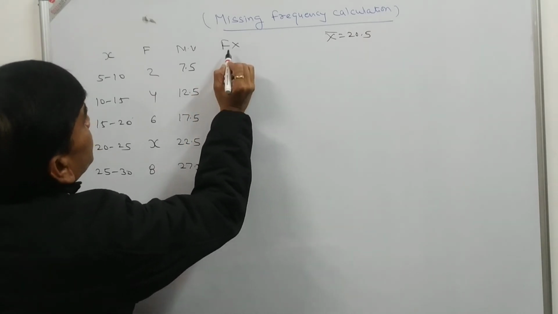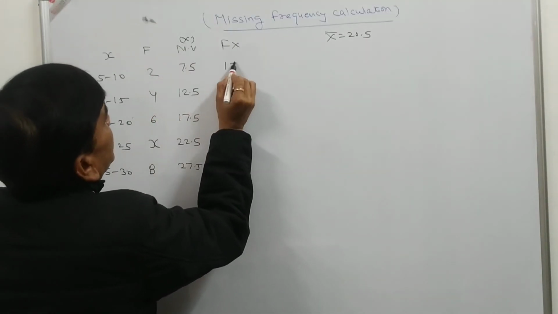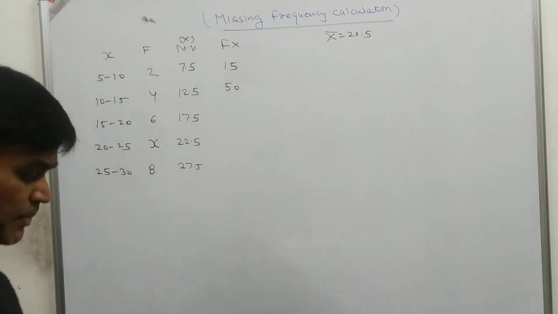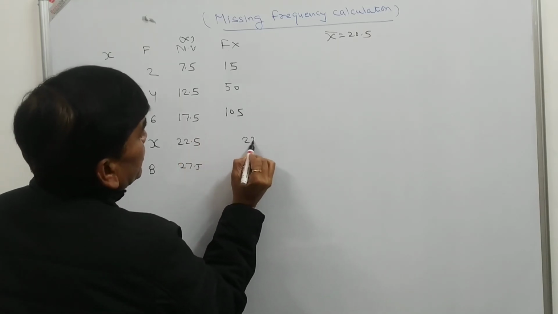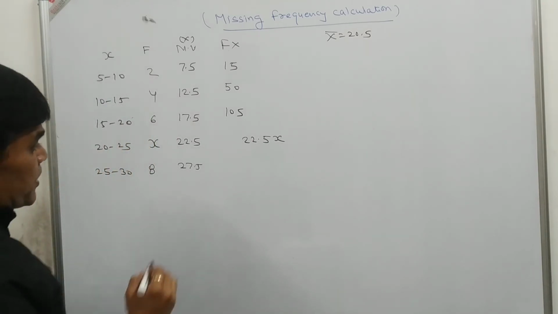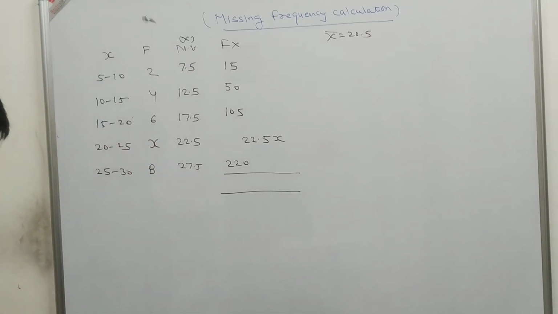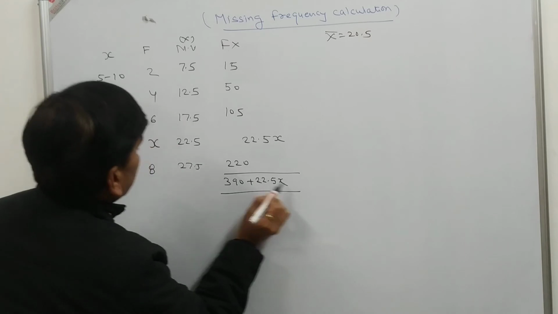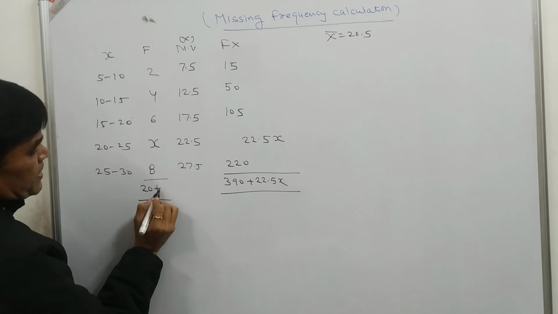So the multiplication of f times x, this will be x and f, that is 15, that is 50, 17.5 multiplied by 6, that is 105, that is 22.5x. And for the last one, the multiplication is 220. So we will add this. So the addition of fx is equal to 390 plus 22.5x. And the addition of f is 2, 4, 6, 8, that is 20, plus x.